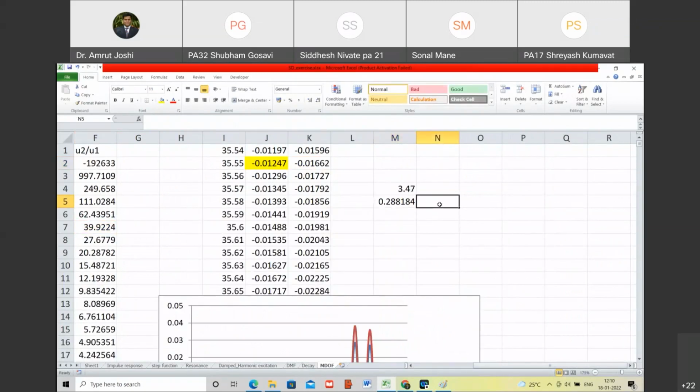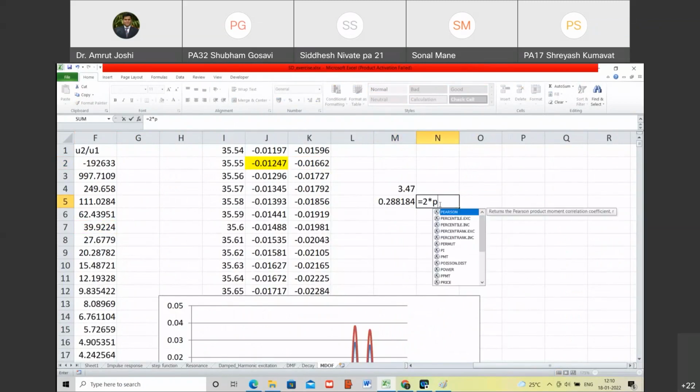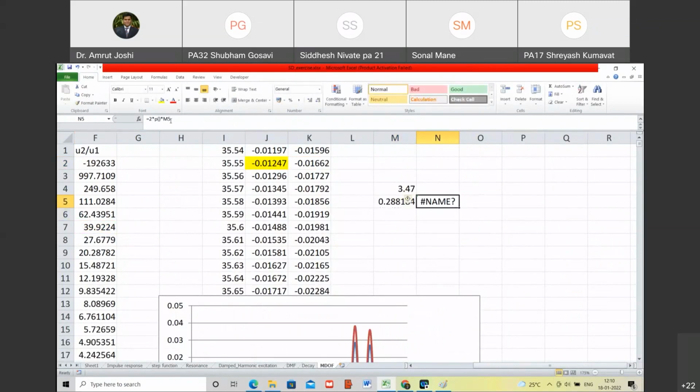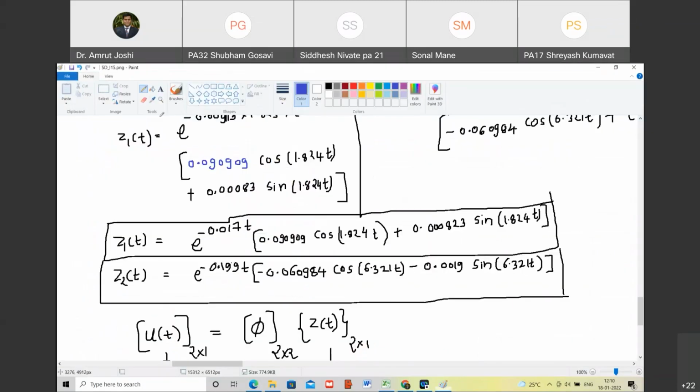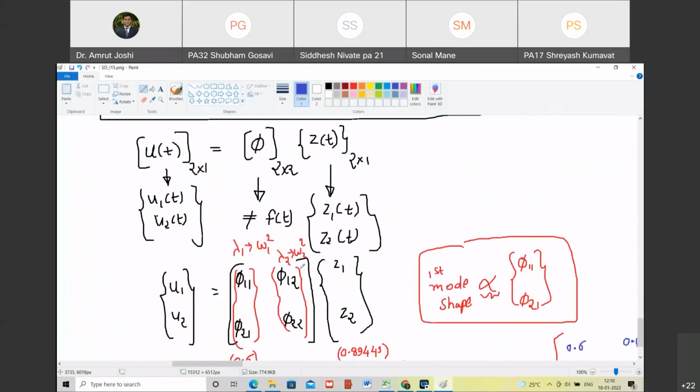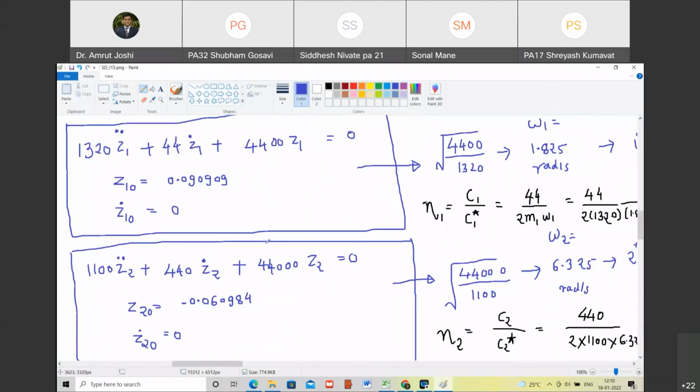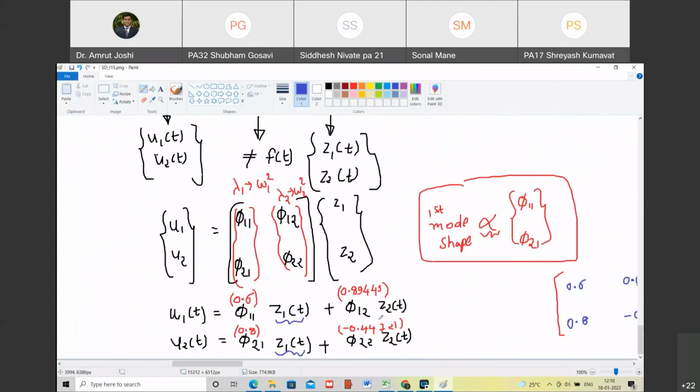So 2 pi f is equal to omega. I'm right. So I did not multiply it by 2 pi. Are you with me? Yes, sir. So 2 pi into this, we have got it as 1.81, which is the damped natural frequency for Z1. Do you agree with me? Yes, sir. So what does this mean? After a certain time, Z2 has stopped contributing. Only Z1 is contributing for U1 of t as well as U2 of t, and both the masses are oscillating with the same frequency in sync.